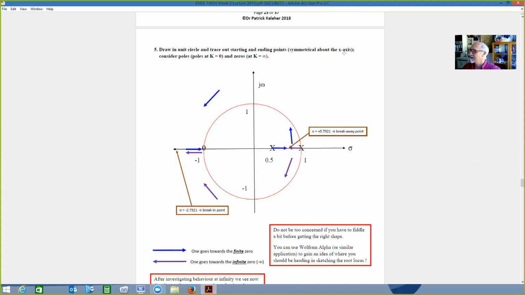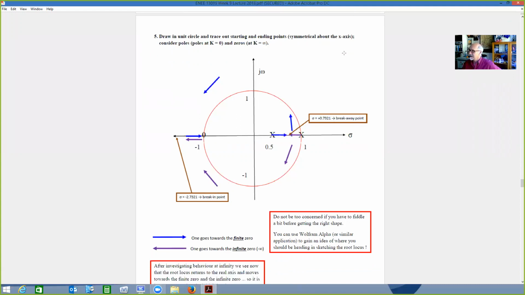That diagram is demonstrating that one goes to the finite zero, and one goes to the infinite zero at infinity out here somewhere. As I say, you'll have to fiddle around with this diagram. Don't be too concerned, but if you follow this due process and map it as you go, then the analysis will help you build your argument. So that's basically the information we've gathered so far.